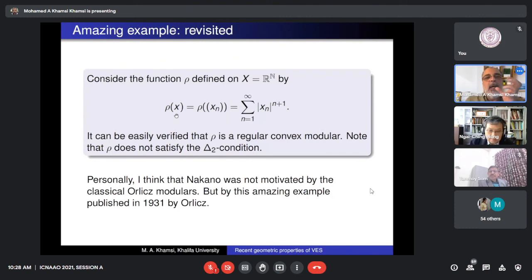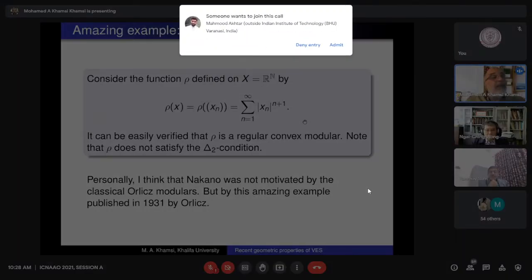This is an amazing example by our friend Orlicz. If you take the vector space X equal to R to the power N, and you look at sequences, and you define this object, you generate a modular. What's interesting about this modular is that it doesn't satisfy the delta 2 condition. Why? Because if you put a 2, you are going to have 2 to the power n plus 1 out, and it may become infinite.